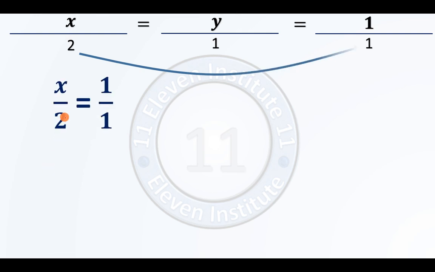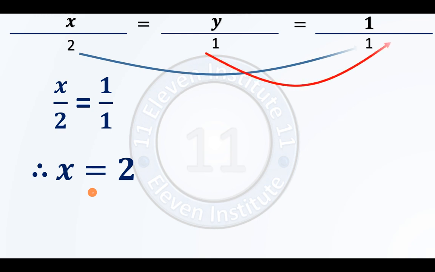Now this is quite simple. This 2 will go in the numerator. So 2 ones are 2 and 2 upon 1 is 2. So we get the answer of x is equal to 2. Then we will compare the second and third, the term with y and the constant term. Quite simple. So y upon 1 is equal to 1 upon 1.